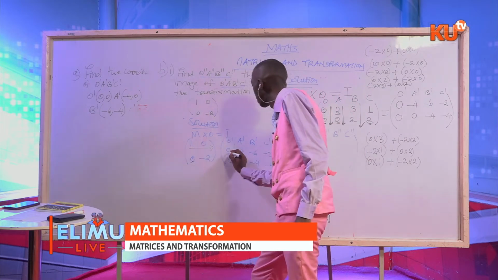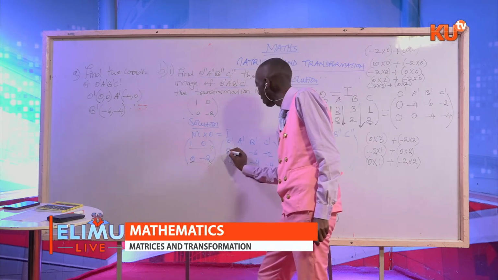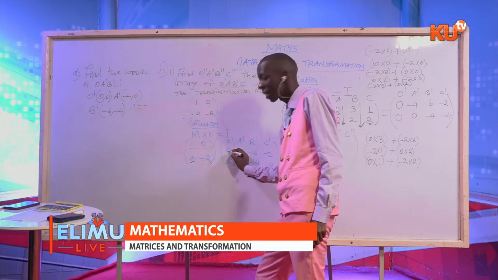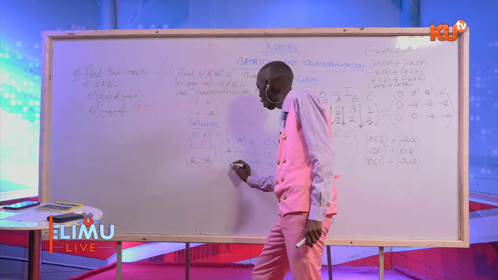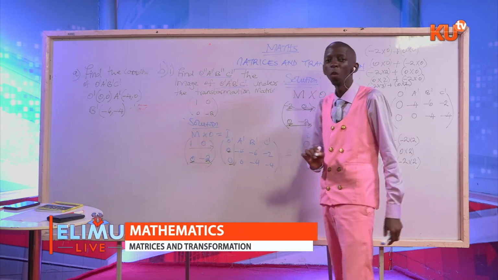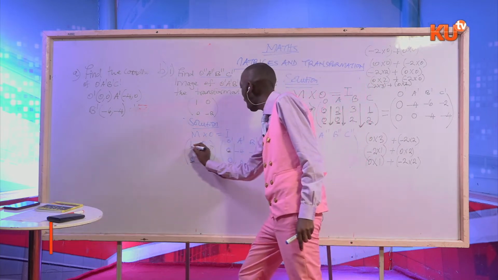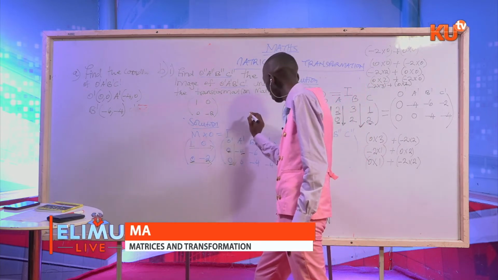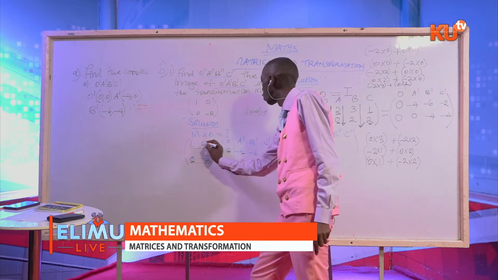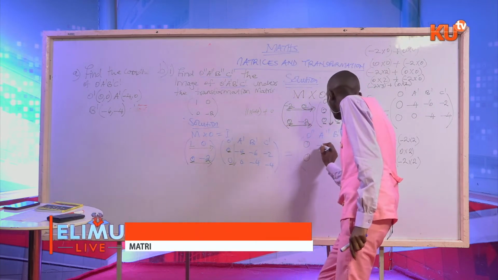0 times 0. We are now on second row. 0 times 0. This is 0. 0 times 0 plus negative 2 times 0 will give us 0. That was for the O double prime. A double prime, first row: 1 times negative 4 plus 0 times 0, which is 0. It will give us negative 4.